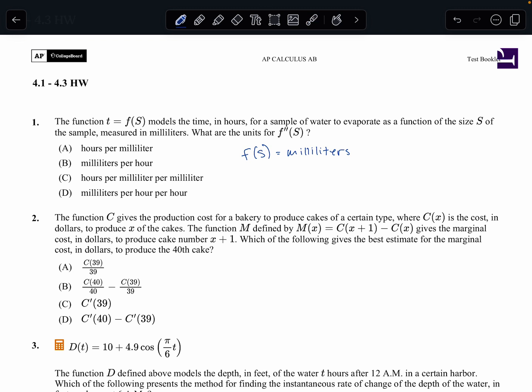But whatever. Okay. So f prime of s, the units here are going to be the units of the y, milliliters, over units of the x, which are going to be hours. So this is going to be milliliters per hour. Okay.